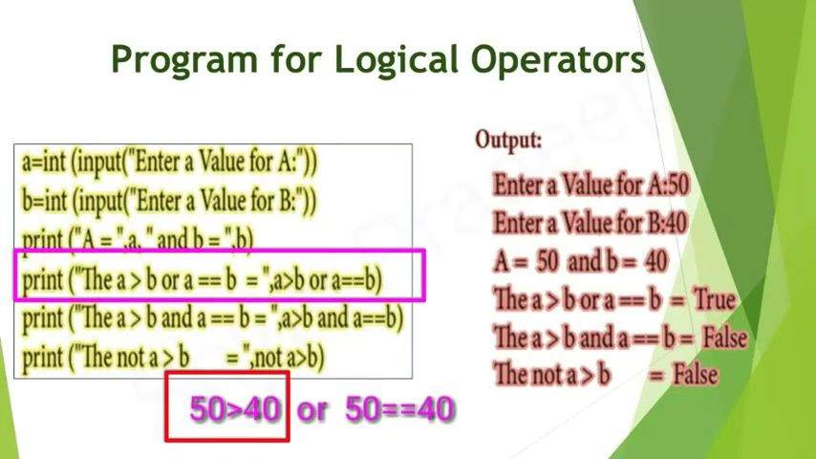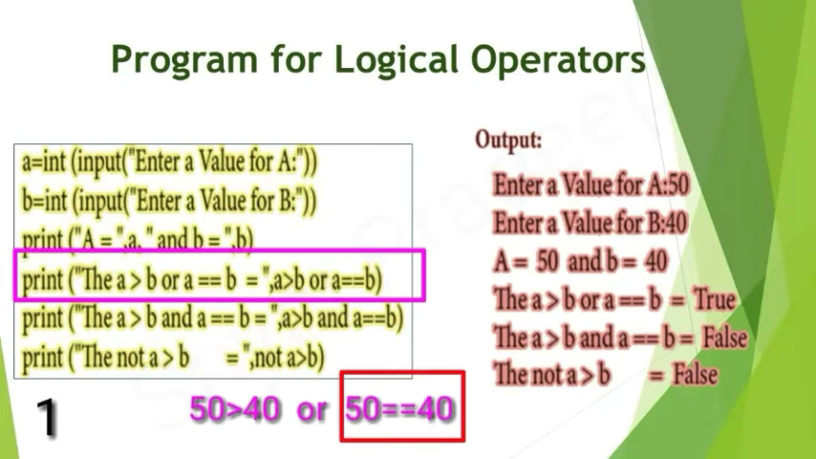Okay, true means 1. False means 0. Okay. And next, compare these two values. 50 is equal to 40. This is true or false? Not true. Okay, not true. False means 0. Okay, 0.